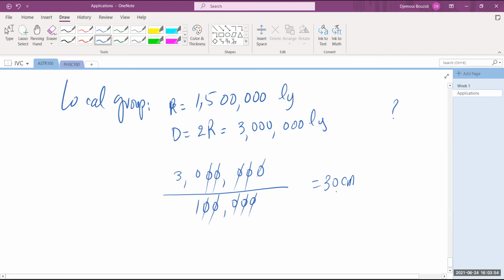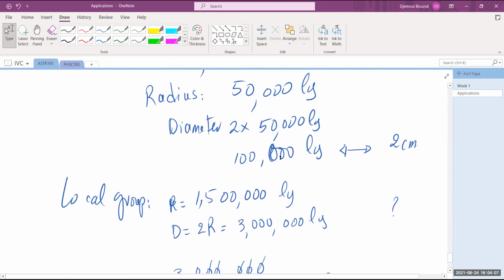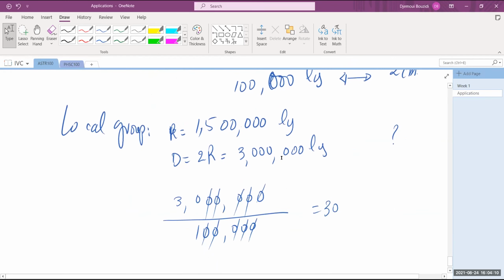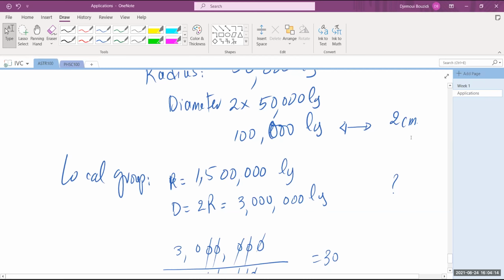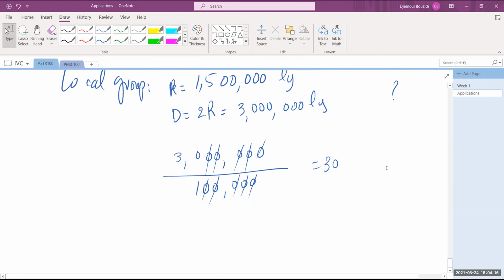But this 30 is not centimeters, I'm sorry. It's 30 times bigger. When I did the ratio, I found the local group 30 times bigger than the Milky Way, and the Milky Way itself is 2 centimeters. So I have to multiply 30 by 2 centimeters to find the actual size of the local group, which is 60 centimeters.